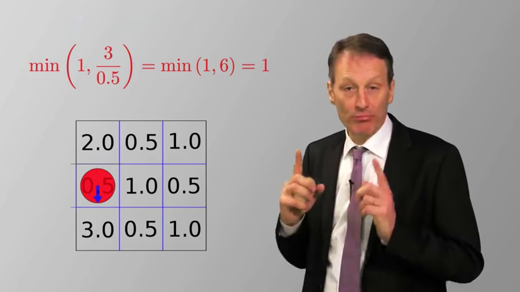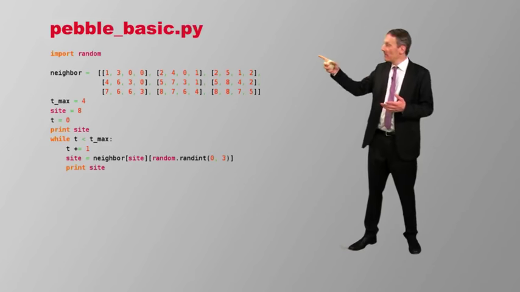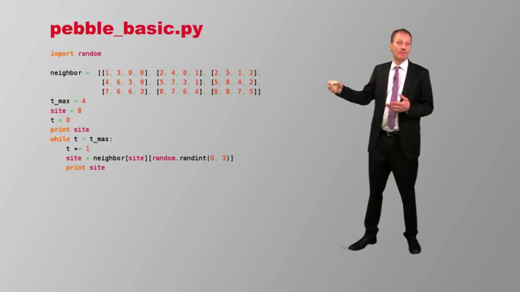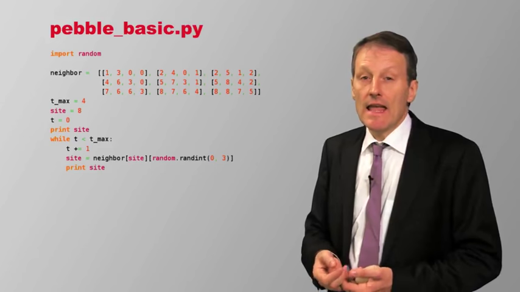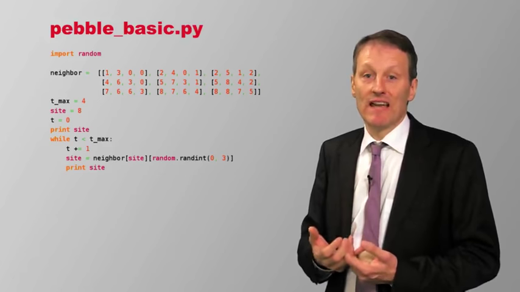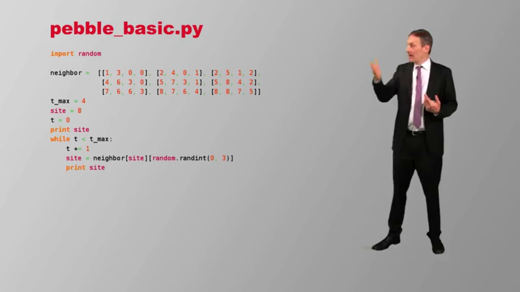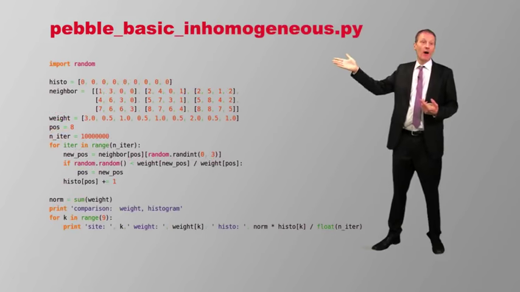The 3x3 pebble game algorithms can be found on the Coursera website. The homogeneous 3x3 pebble game will be scrutinized in tutorial 1 under the name of pebblebasic.py. The inhomogeneous pebble game that we just discussed can be found under the name of pebblebasic.inhomogeneous.py.